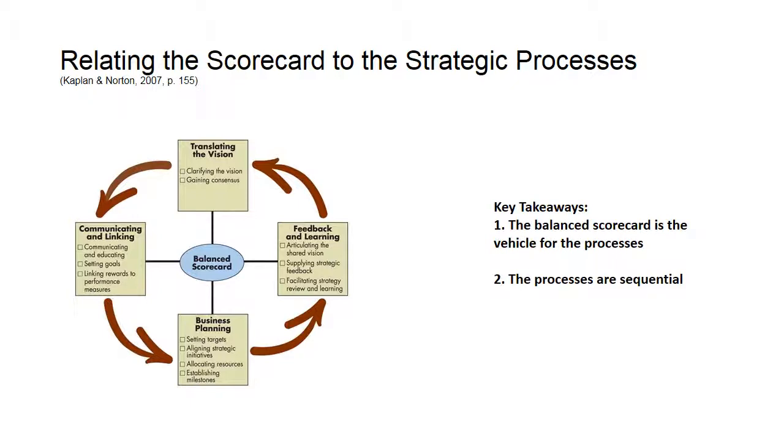And so the key takeaway here is that in the middle here we see the balanced scorecard. And the balanced scorecard is the vehicle that enables all these processes. And finally, according to Kaplan and Norton, these processes are sequential. And I'm not completely sold on that. I kind of think all these things should be going on at once. But what they're talking about is that it takes a while to successfully integrate a balanced scorecard into an organization.